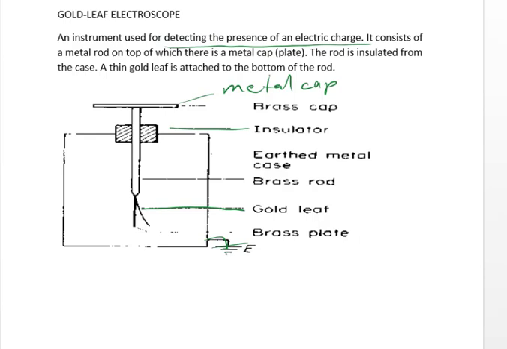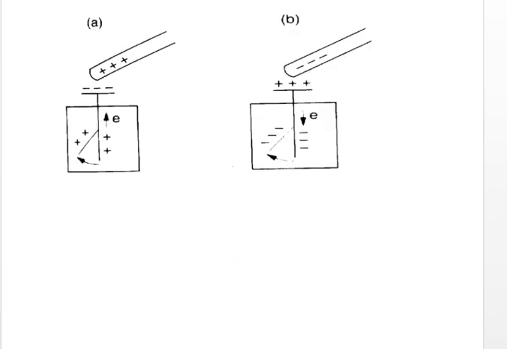So let's now see how we use it to detect charge. Let's see how we can detect charge on an object. So here we are bringing a positively charged rod. A positively charged rod is brought here on this metal cap, close to this metal, actually not touching, right? Just close. What really happens is, because it is positively charged, it is going to attract the electrons.